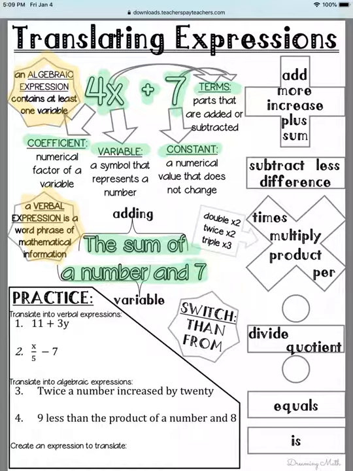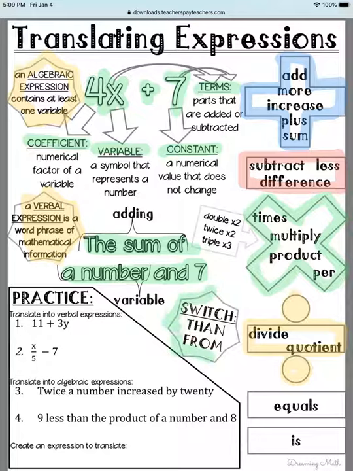Okay, there are some important things to remember. When you add, some of the words that mean to add are these up here in the plus sign. Some of the words that mean to subtract are these over here in the minus sign. To multiply, you're going to look for words that are in the multiplication symbol. And finally, to divide, you're going to look for words in the division symbol. And finally, when you see the words than or from, you want to switch the order of the operations.